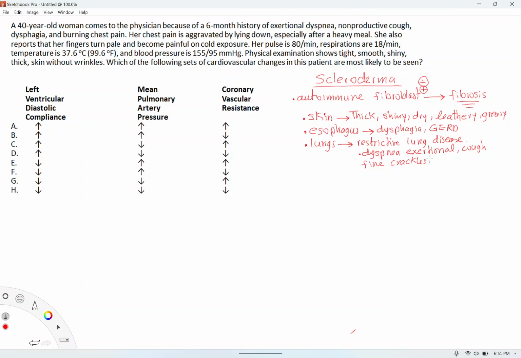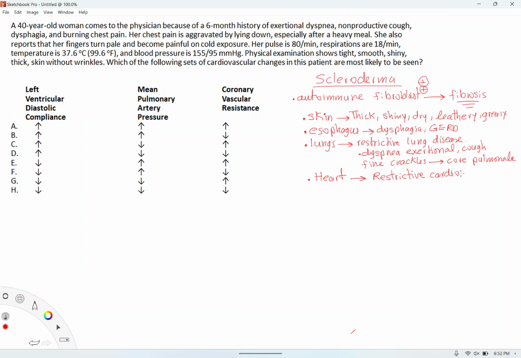But remember that restrictive lung disease can also lead to cor pulmonale, and that would be right heart failure. So look for those things. Next, let's put heart. Heart is also involved. In the heart, if you have fibrosis of the heart ventricle and so forth, that will lead to restrictive cardiomyopathy, just like restrictive lung disease.